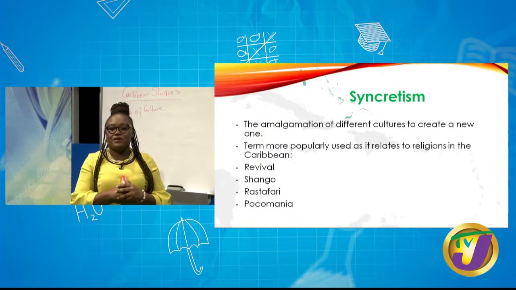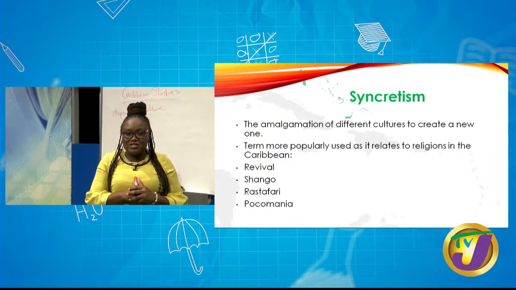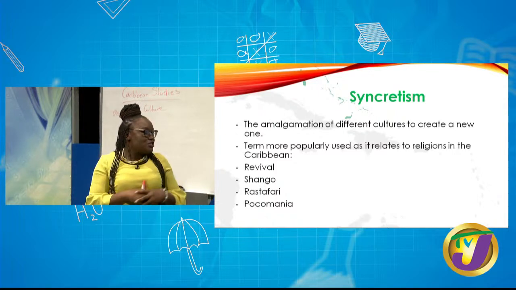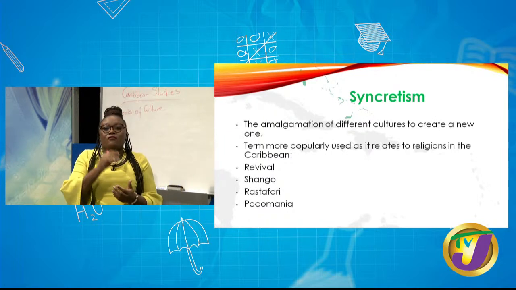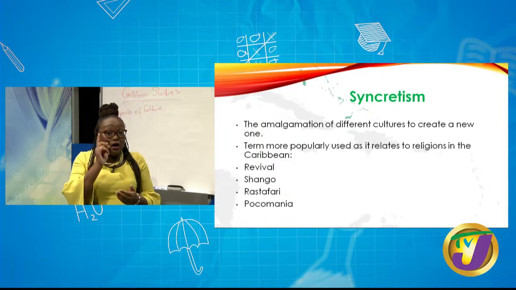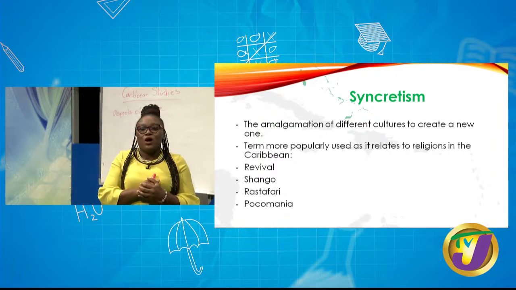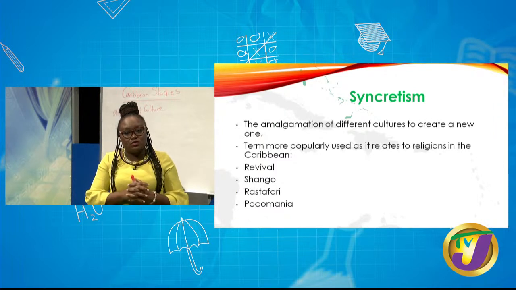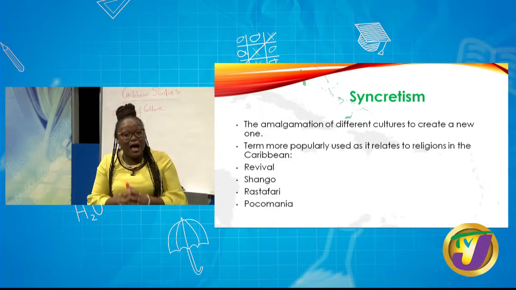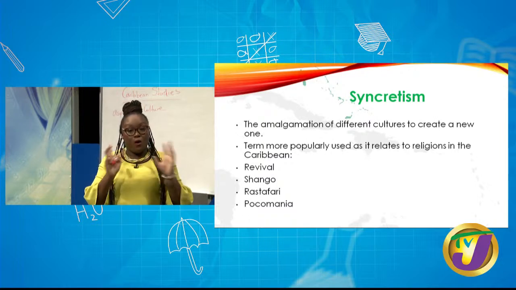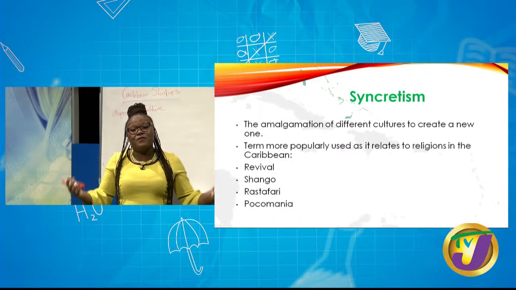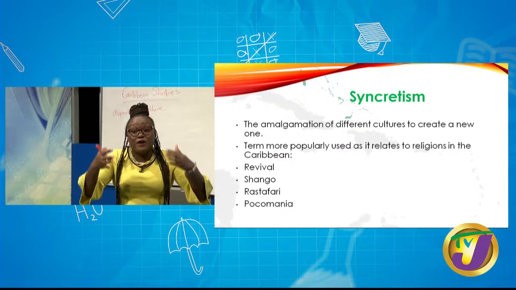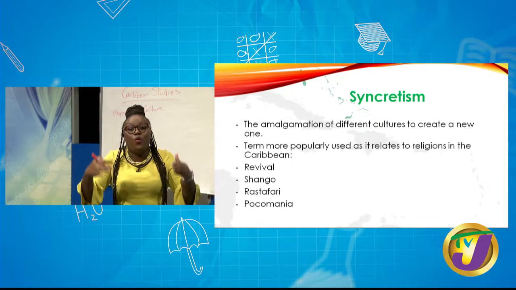And we're talking about revival, yes. Mixture of African and Christian. Shango, Pocomania, they are in the same bracket. Mixture of African and Christian. Now what happened on the plantation was that the Christian religion was forced upon these groups of people, but it was new to them. They had their own religion. And mind you, all of them were not of the very same culture where they came from in West Africa. They were from different groupings. So each of the different groupings came with their own religion.